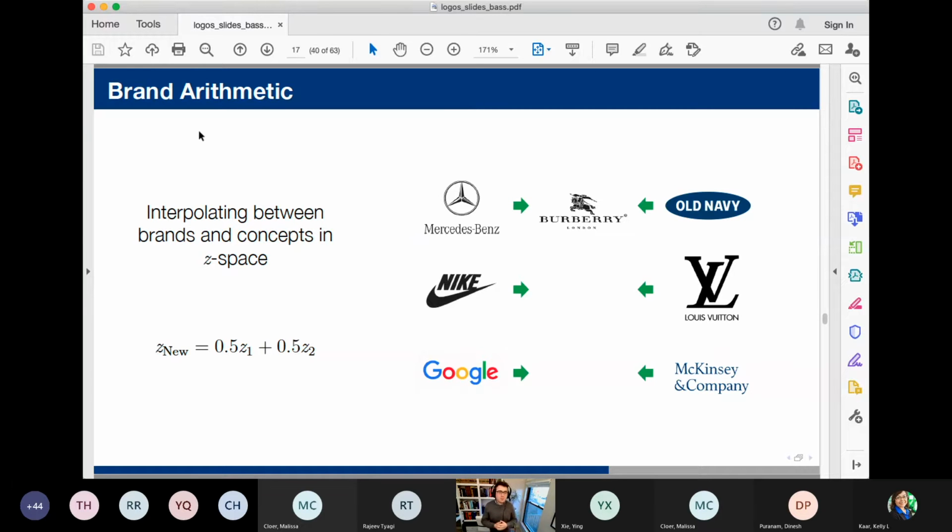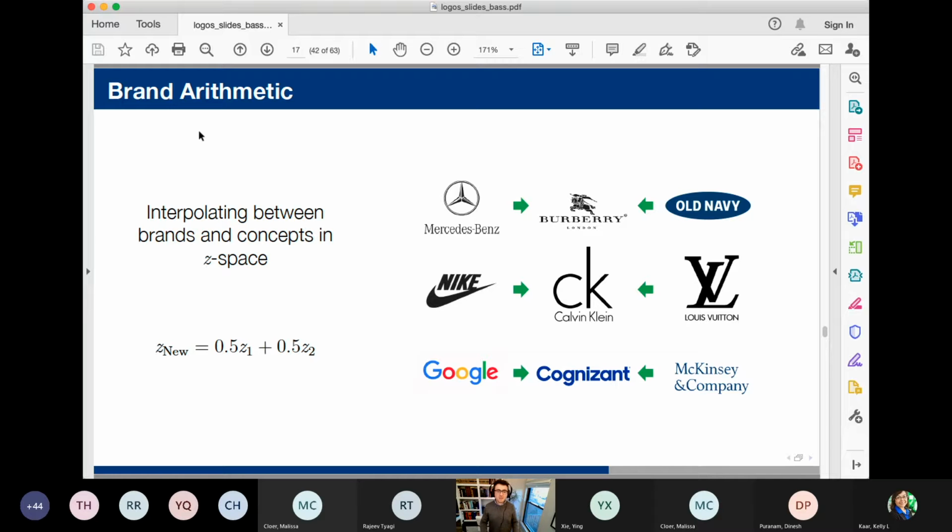And the results of doing this are actually super fun and kind of intuitive. The midpoint between Mercedes-Benz and Old Navy is Burberry, a luxury clothing company. The midpoint between Nike and Louis Vuitton is Calvin Klein, a kind of sporty, but again more upmarket clothing retailer. The midpoint between Google and McKinsey is Cognizant, which provides IT consulting services. Other firms at the midpoint there are like IBM, which again exists at this intersection of business and technology. So this produces really interesting results, but I would say that this is more cute than it is useful.